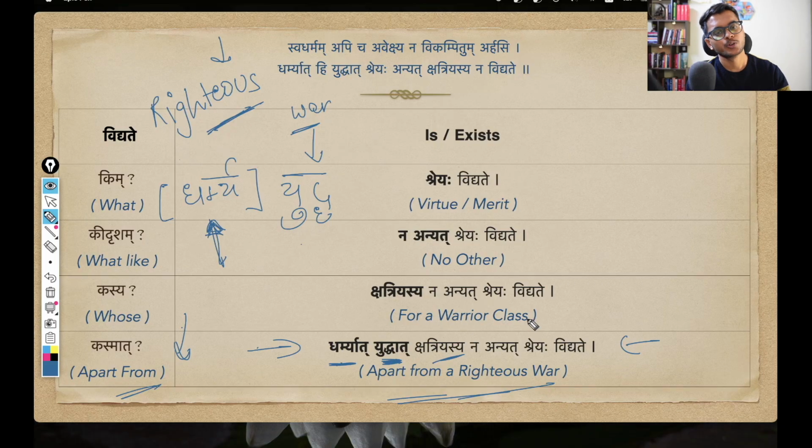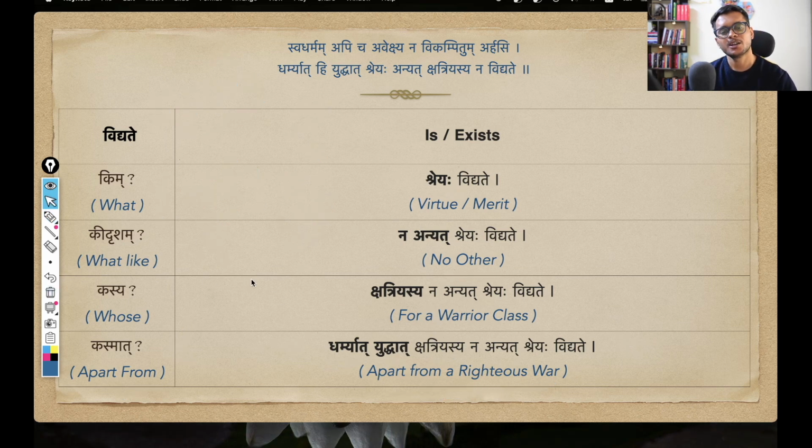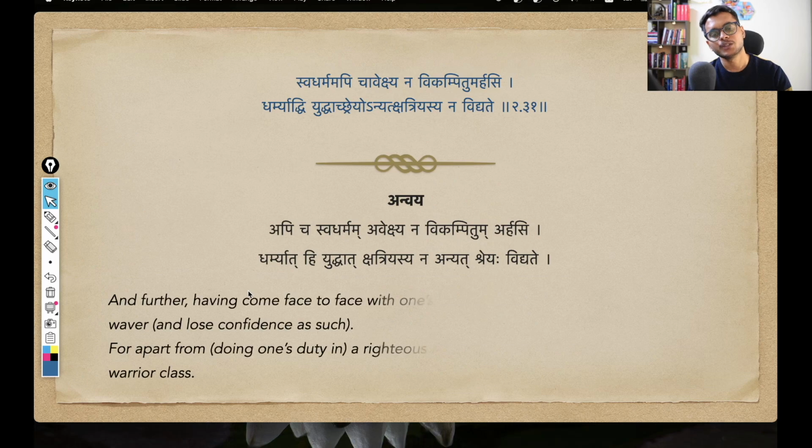So I hope you get the meaning. Yuddha is the noun here, and dharmya is the adjective describing that noun. So dharmya yuddha, righteous war. And I hope the use of Panchami Vibhakti is also clear, because we are conveying that compared to a righteous war, no other virtue, no other shreya exists for a warrior class. So I hope all these words are clear. Now let us directly see the Anvaya along with the Anuvada.